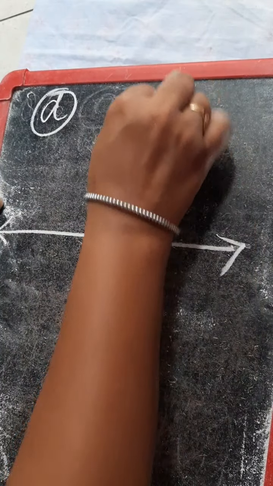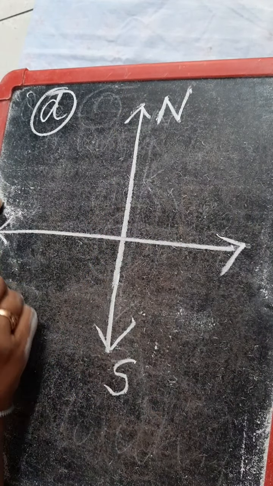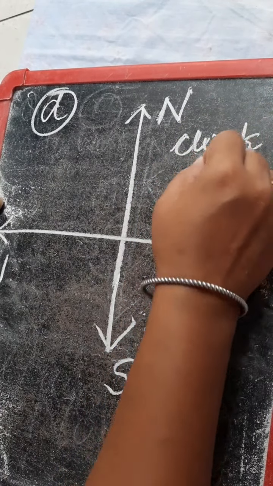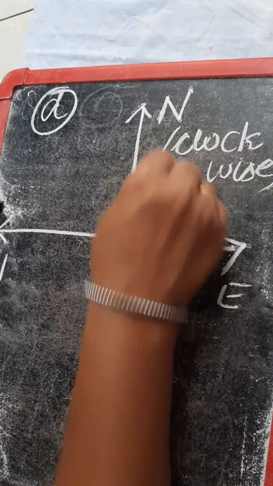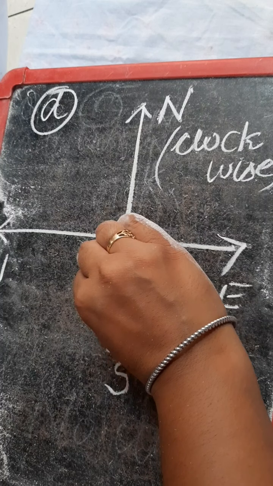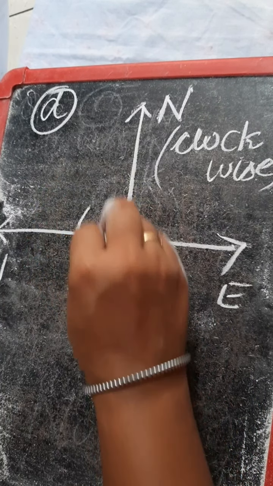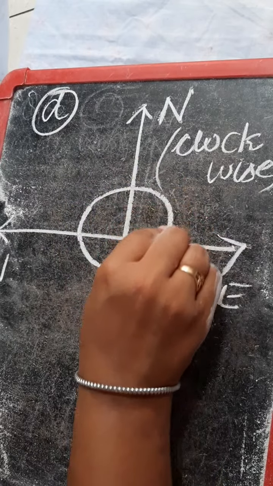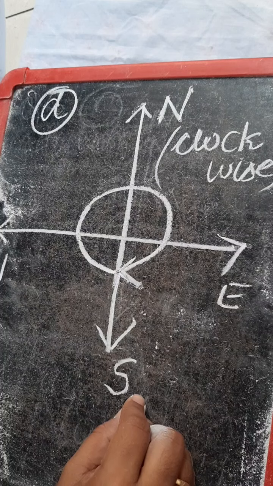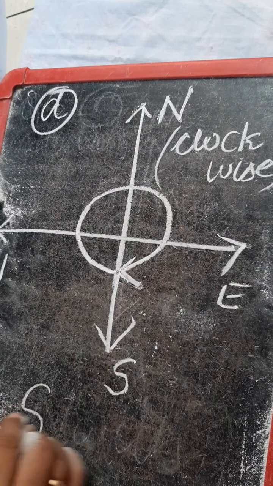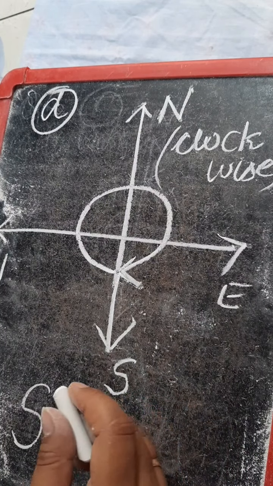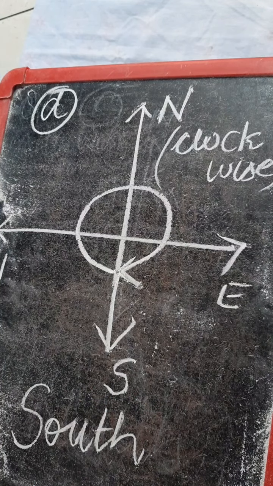Just mark the directions: north, south, west, east. So let's move clockwise. You can move anti-clockwise also. We have to start from south, and one complete revolution means from where he starts, he reaches the same point. So he reaches south. So my position is south, whether you are moving clockwise or anti-clockwise. So this is all about question number 3.